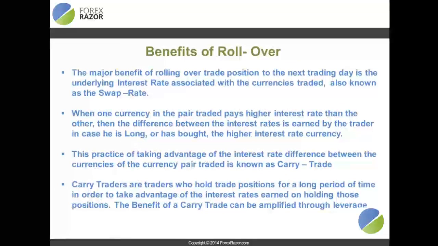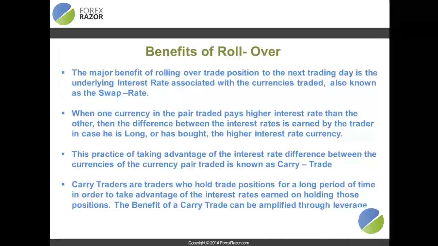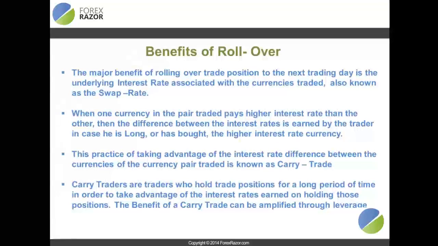Now that we have understood how the rollover works, we shall try to understand what are the benefits of rolling over the trade position. The major benefit of rolling over trade positions to the next trading day is the underlying interest rate associated with the currencies being traded. This interest rate is also known as the swap rate. When one currency pair has a higher interest rate than the other, then the difference between the interest rate can be earned by the trader. And this benefit can be significantly large for a leveraged trade position.